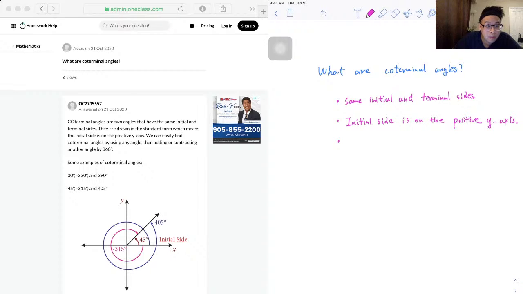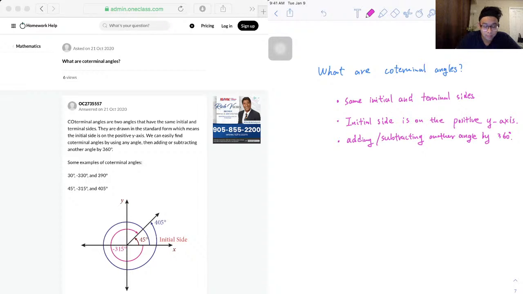And we can easily find coterminal angles by using any angle, then adding or subtracting another angle by 360. So adding or subtracting another angle by 360.